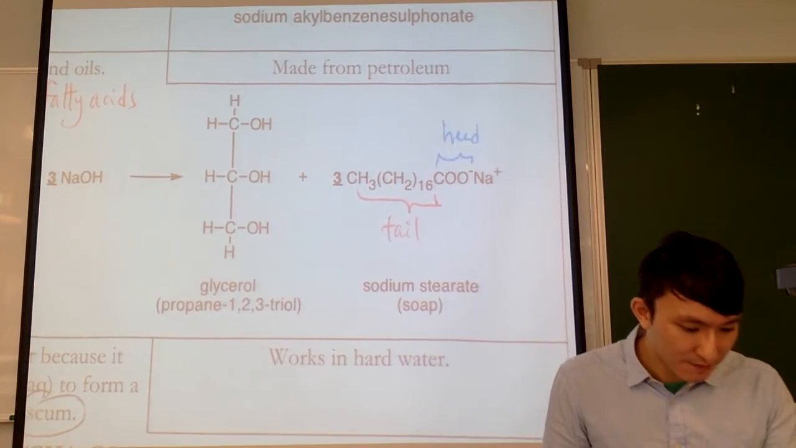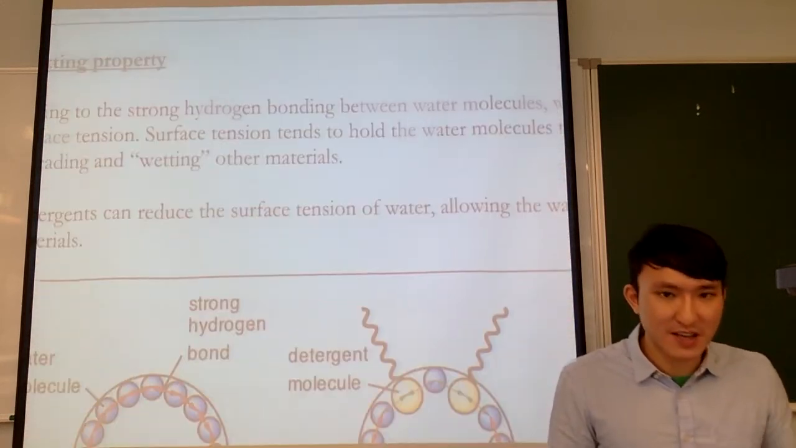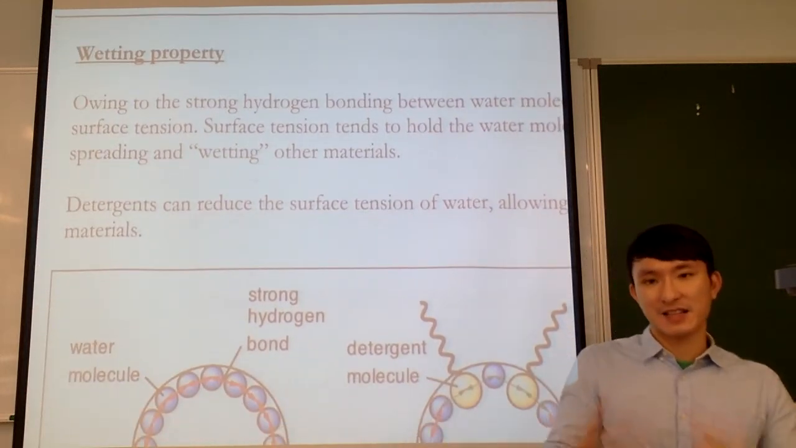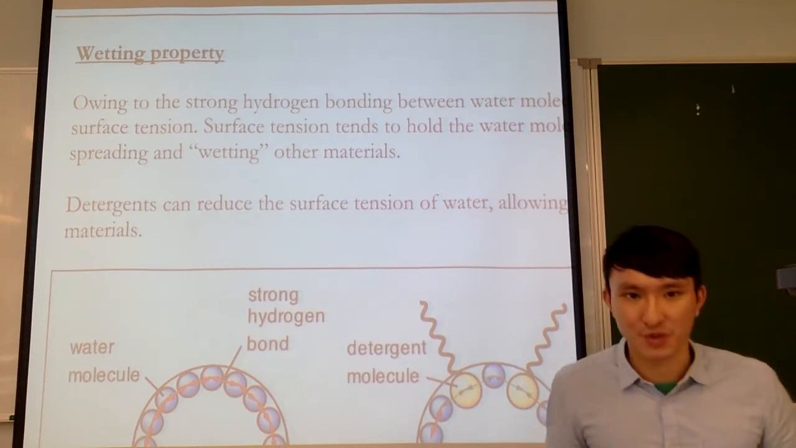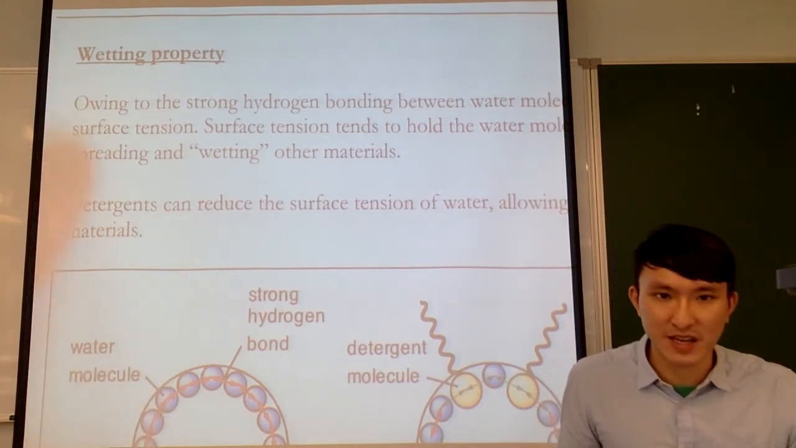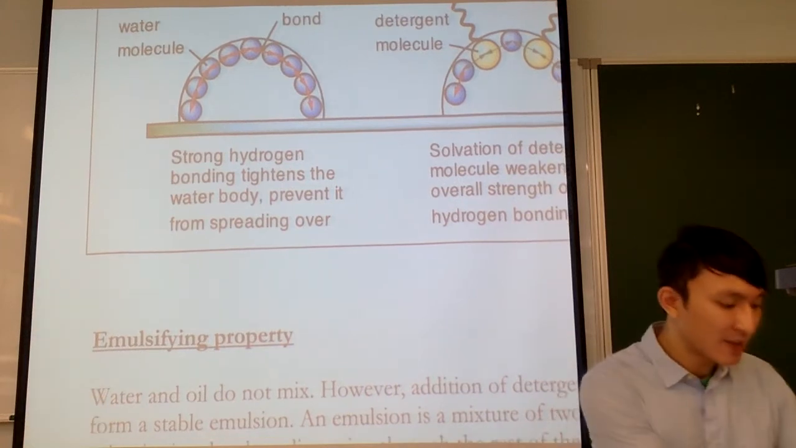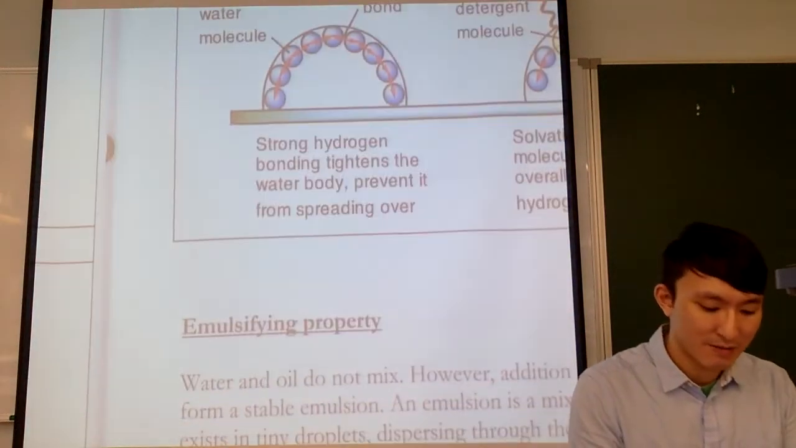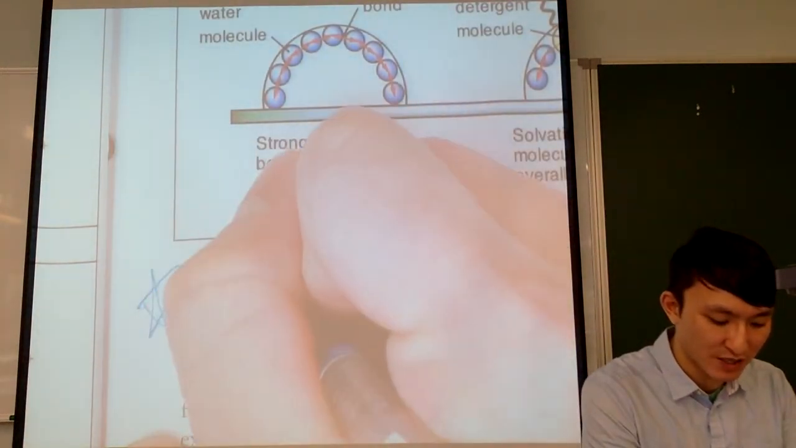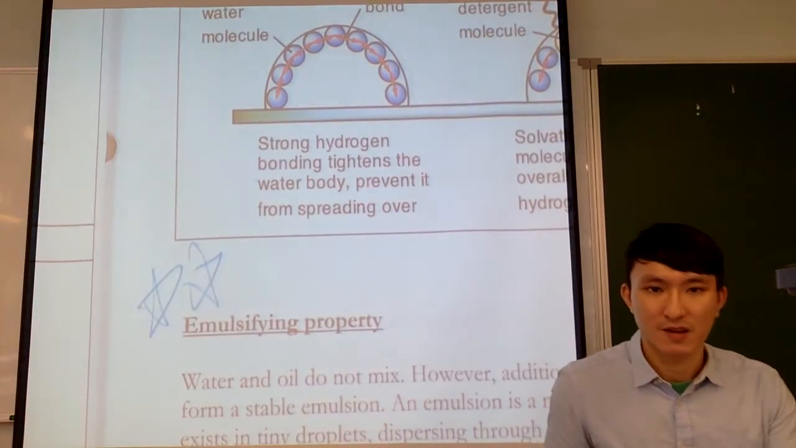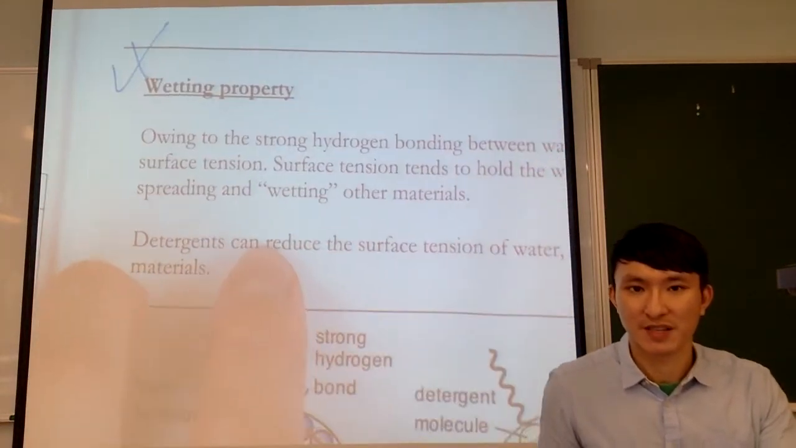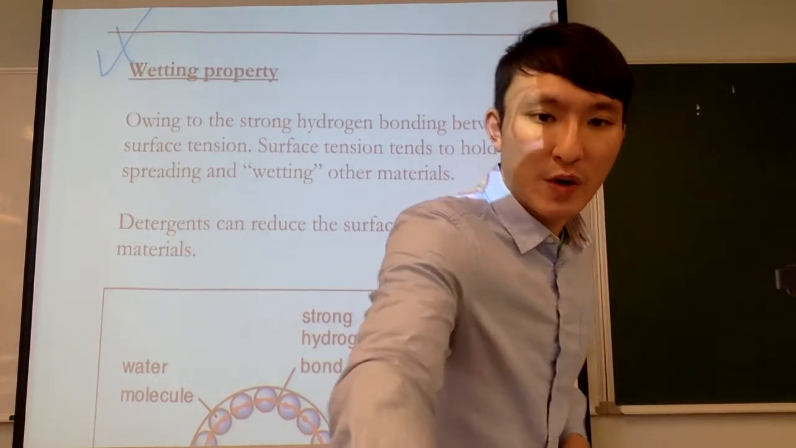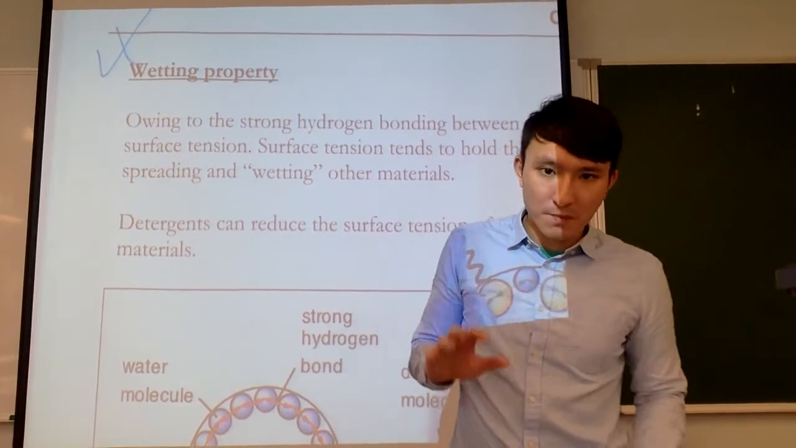So that's the idea. Now, on the right-hand side here, we have two properties that are exhibited by detergent molecules, okay? One is called wetting property, another one is called emulsifying property. Now, wetting property is less important, but emulsifying property is much more important, okay? In the exam, they will ask this one much more than wetting property. Now, let's talk about it one by one. Now, wetting property. So it comes from the word wet. Now, what do you mean by wet?